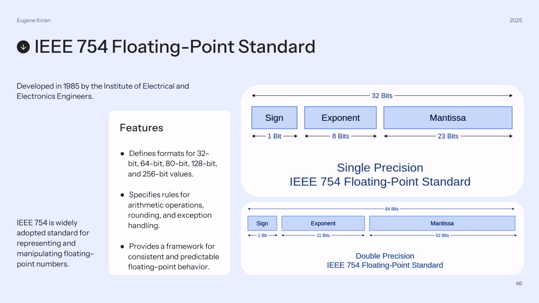This ensures that floating point operations are performed consistently and accurately, reducing the risk of errors and inconsistencies. By providing a standardized framework for floating point arithmetic, IEEE 754 has become a cornerstone of modern computing, enabling reliable and efficient numerical computations across a wide range of applications.